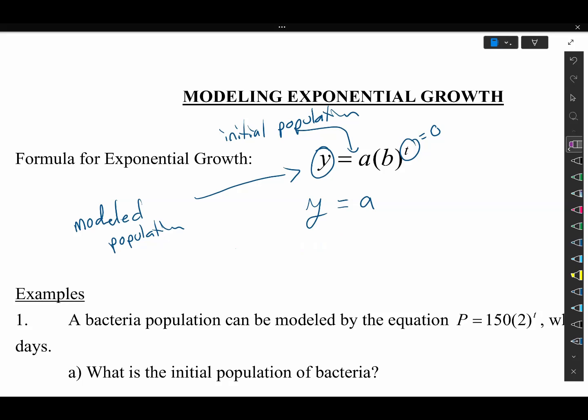But for every time t that's going along, so this is the time of the population growth, for every time t that happens, we're multiplying by another b. So that is, on day 0 or time 0, we would have this. After one time period, a times b is our population. After two time periods, a times b times b, and you'll see as we go along. So really this b value is the growth rate that we're working with right here. And you'll see that in action as we go forward.